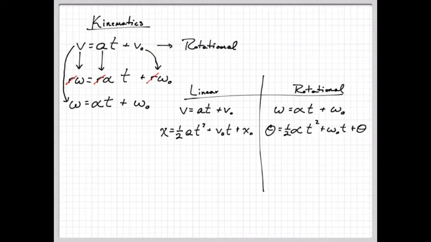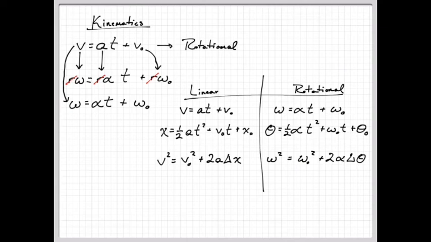Okay, now I'm skipping the step of making the full substitution of r times the angular quantity, simply because it's going to be the same result. The r is going to cancel away. All right, so notice each equation is the exact same form and the exact same mathematical operations as the linear form, but just replaced with rotational quantities.